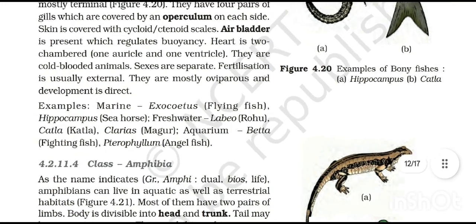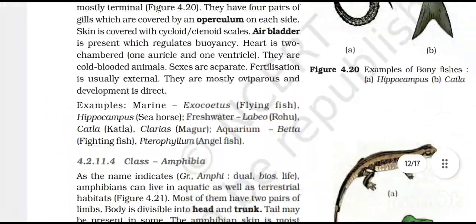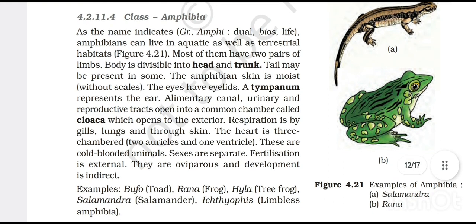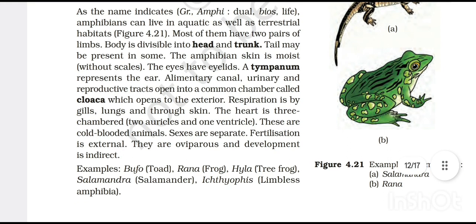So these are some examples of your Osteichthyes. Then the class Amphibia. As the name indicates, the amphibians can live in aquatic as well as terrestrial habitats. Most of them have two pairs of limbs. The body is divided into head and trunk. Tails may be present in some.